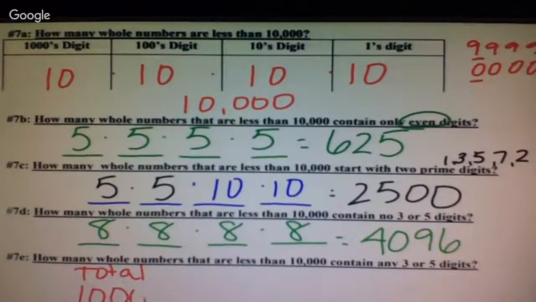So here's my total. If I have 4,096 that have no 3s or 5s, subtract it. How many would I have on the other side of it? I've got 4,096 of them with no 3s or 5s, which means the rest of them have a 3 or a 5 somewhere, which gives me 5,904.